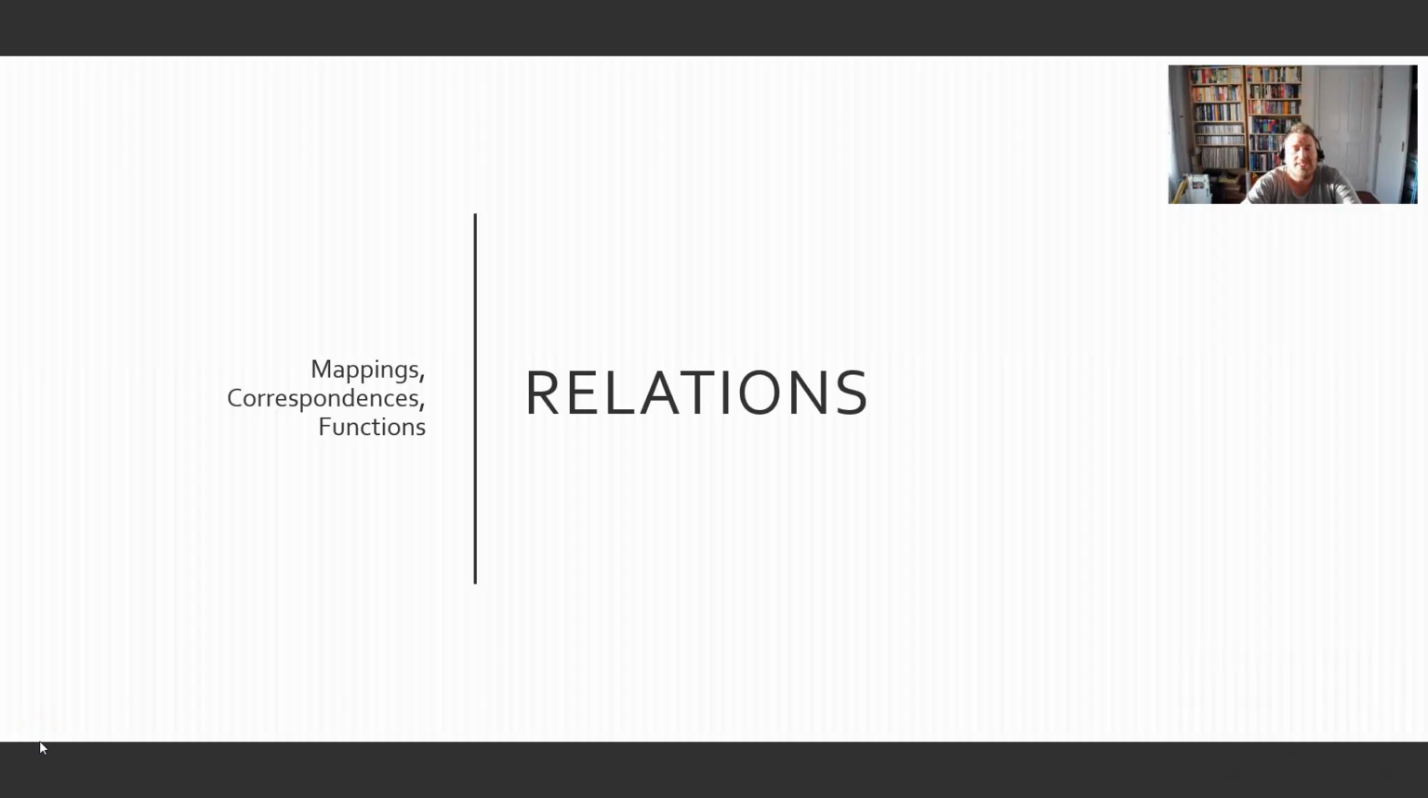Hi guys, today we're just going to quickly go over some of the stuff we learned in transition last year about the difference between a function and a relation, and then these two other words, mappings and correspondences, which we'll try and clear up some of the confusion around those. So first off, what's a relation?